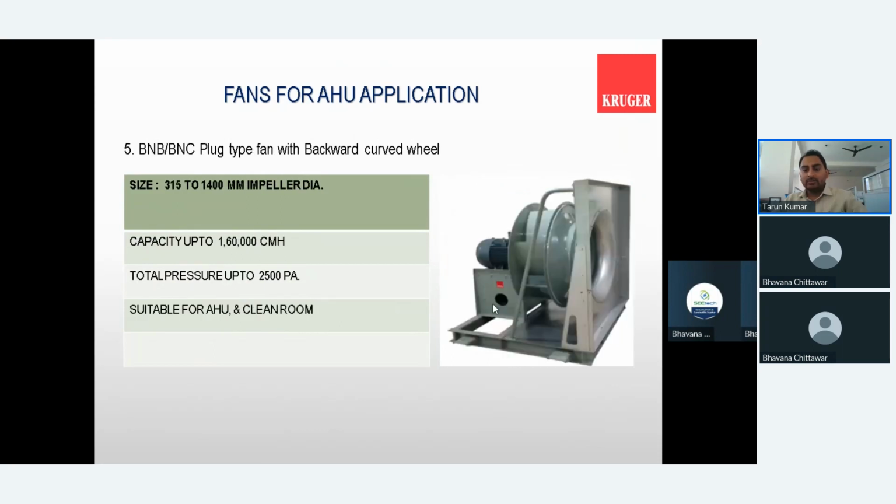Then further to that, the plug fan, which is very well known in the ventilation segment for the air handling unit. This again has a backward curve, and it comes with direct drive, which reduces the belt losses, because when you go for the centrifugal fan, they are basically used with a belt driven unit. Whereas the plug fan is used with direct drive, there is no belt loss, so it has better efficiency than the centrifugal fan.